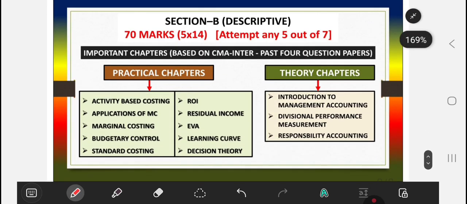So here is what you have to know before writing the exam. For theory chapters, you only need to study introduction to management accounting, divisional performance measurement and responsibility accounting.